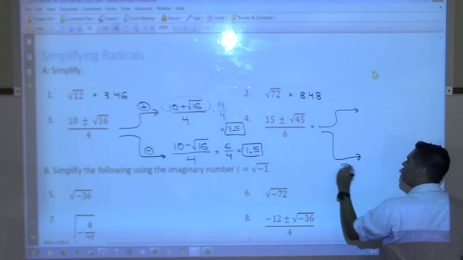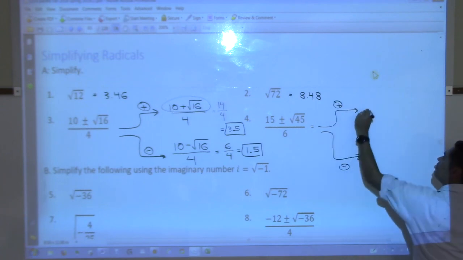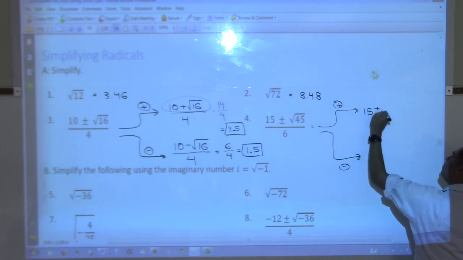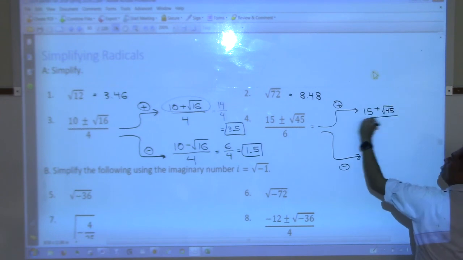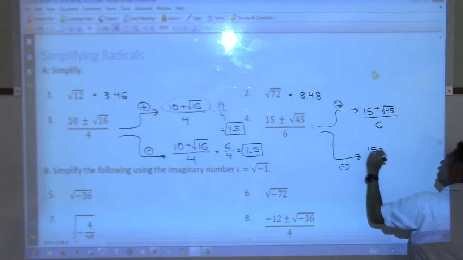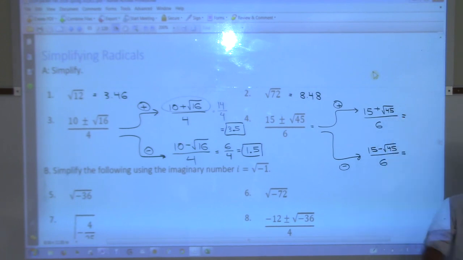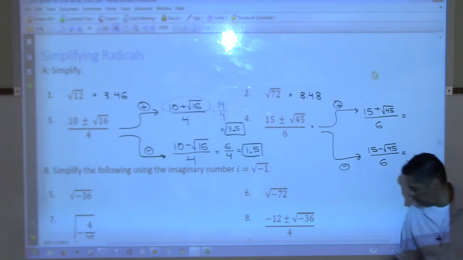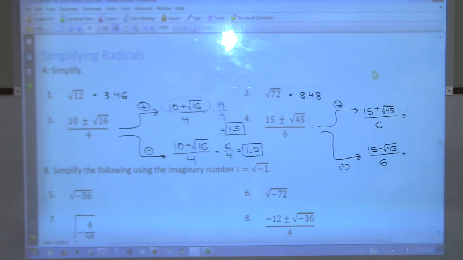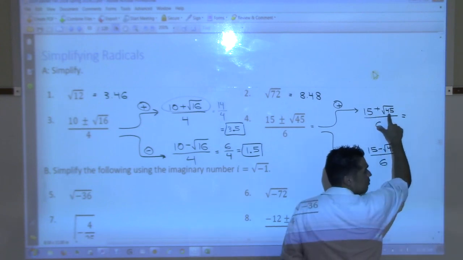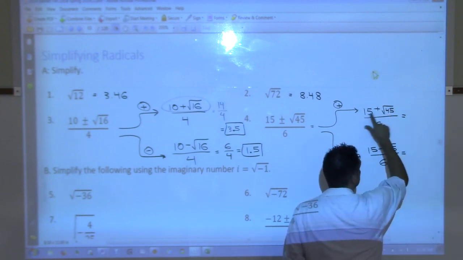This is two different answers here, so a plus and a minus. We first do 15 plus root 45, then divide by 6, then we do 15 minus root 45 and divide by 6. Brianna, Garza, how you doing? Good, good. Your calculator, yeah, that one's going to work. So can you tell me just what 15 plus root 45 was on your calculator? So just doing the top right now.